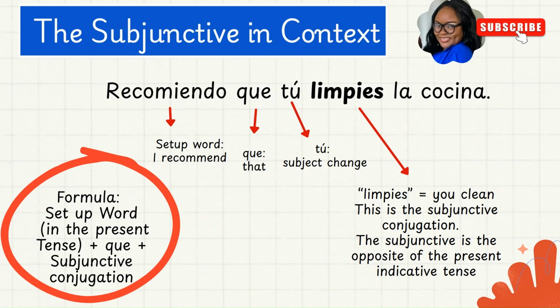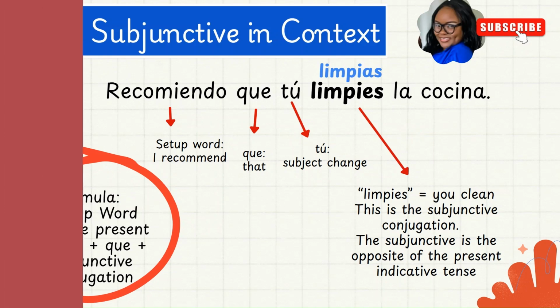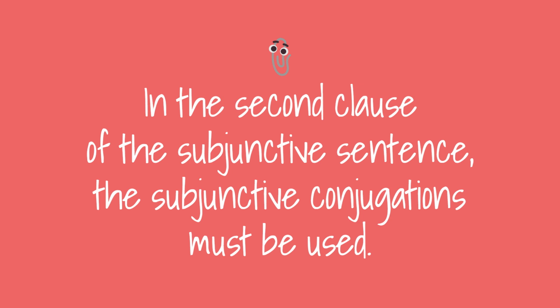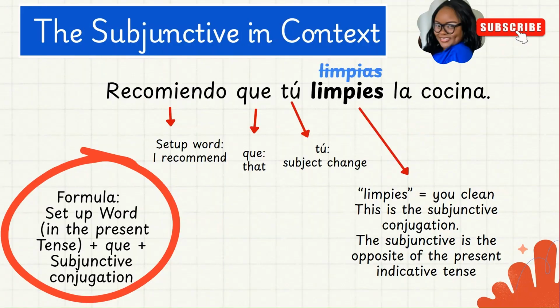Now, if we go back to this example, we would realize that the verb we had used there in bold was limpiar, to clean, and it is an AR verb. And we have changed what it would have been in the present tense, limpias, an AR ending, to limpies. So therefore, we're not using the A ending anymore because we're using the opposite ending, meaning the E ending instead, because we are in the subjunctive mood, aka upside down land.